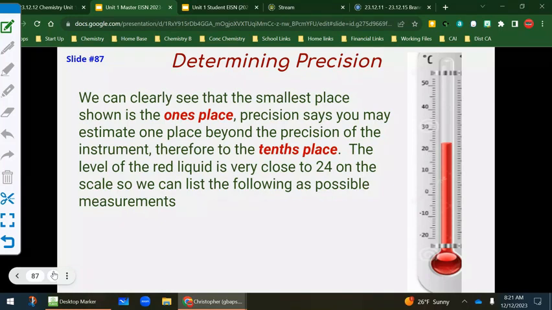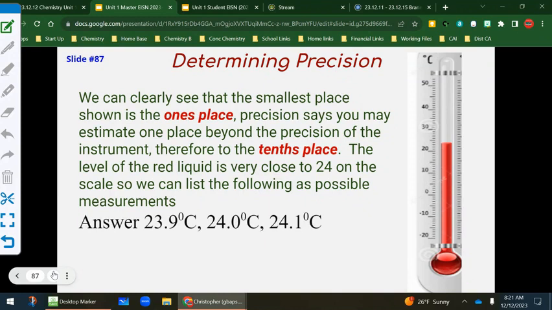Would 23.9? Yeah. What if you think it's right at that 24 line? Can't you just say 24 then? Okay, but that's not to the tenths place, is it? 24.0. We could say 24.0. We could say 23.9, 24.0, 24.1. Which of these is correct? All of them are correct. Wait a minute. All of them are different, though. Yeah, but they're all saying the same thing, like it's close to 24.